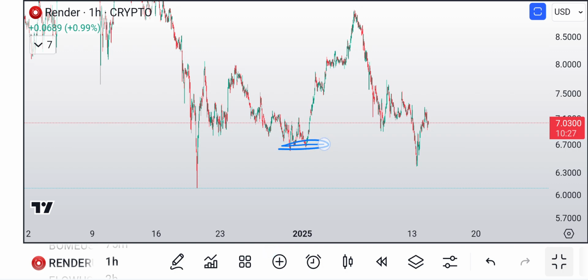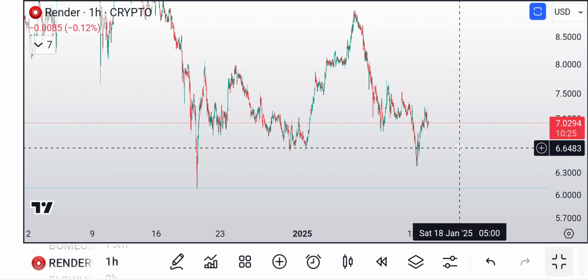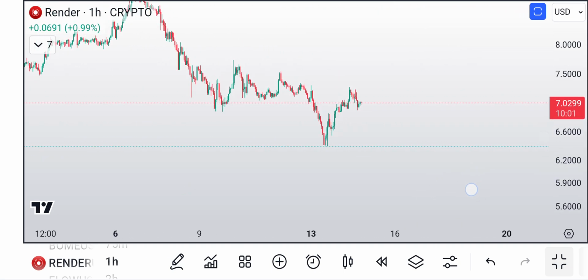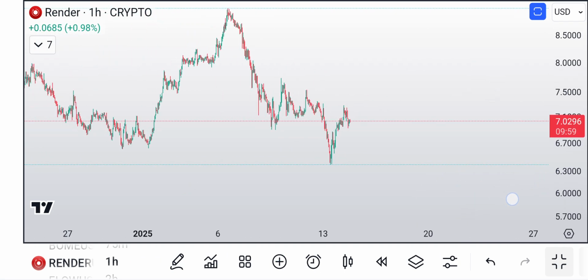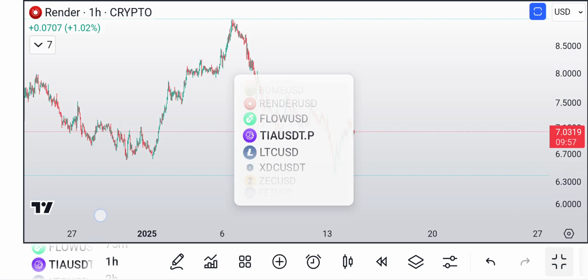So here's your area right here, which is approximately, this is Render here, so $6.64. We cannot go below that. If we come back below it again, it's just not going to look right. I mean, it's not a deal breaker because we didn't break that low, but yeah, we want to stay above this low here. So everybody's kind of a little bit bullish again, but I would warn a little bit of caution.